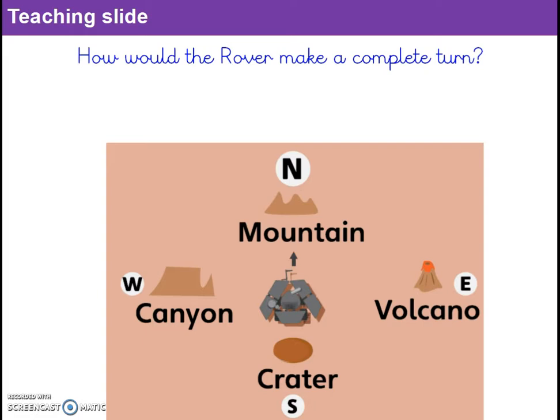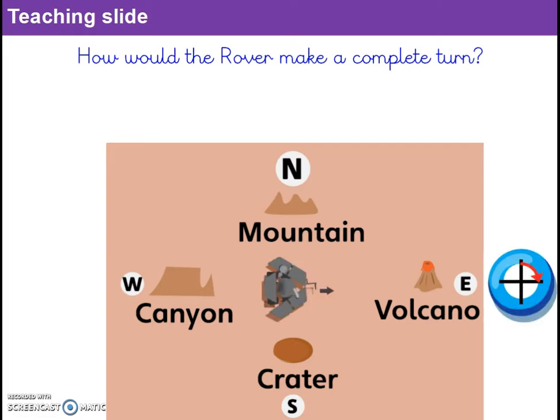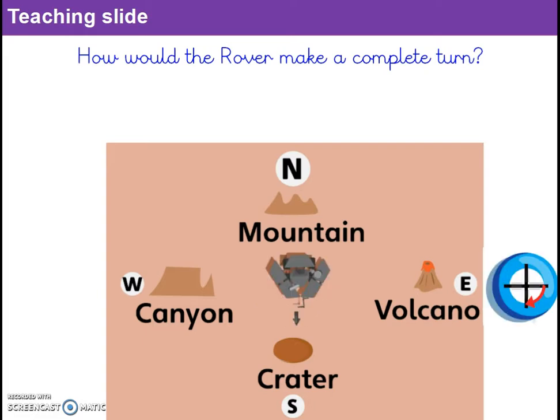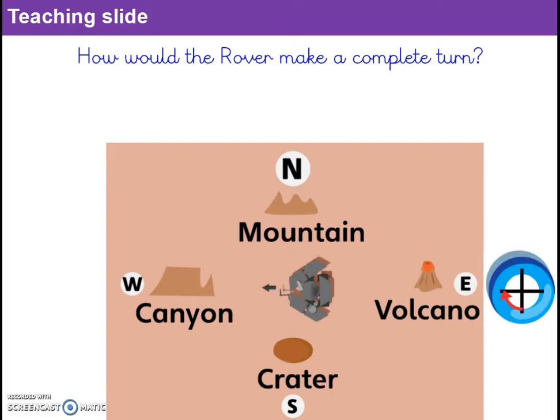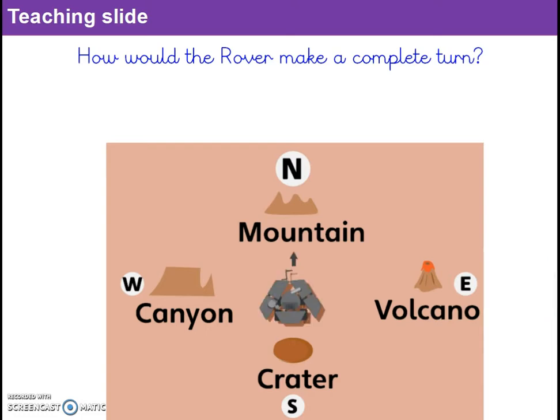So we started with the rover pointing at the mountain, and we can see how we can turn now. So if I turn 1/4 clockwise, I point to a volcano. A 2/4 clockwise to get to the crater, a 3/4 clockwise to get to the canyon, and finally a 4/4 clockwise to get to the mountain. So turning clockwise, it was 4/4 turns, a full circle, to get a complete turn.